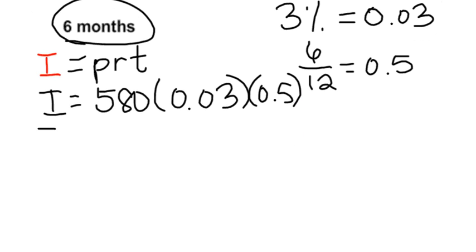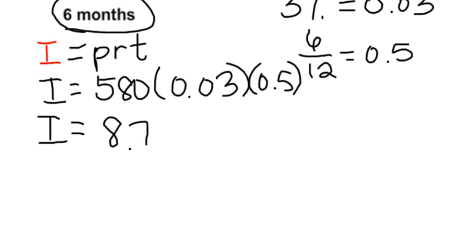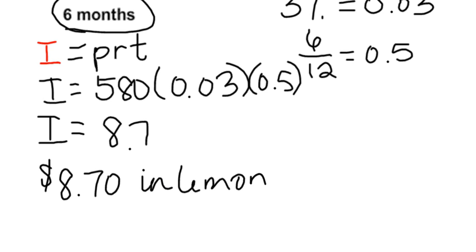So now, when we multiply all these numbers together, we should get 8.7. So, how much interest will he earn? Arnold will earn $8.70 in 6 months.